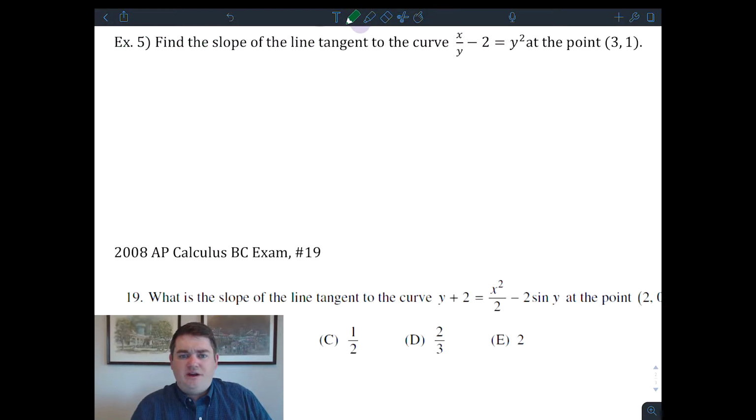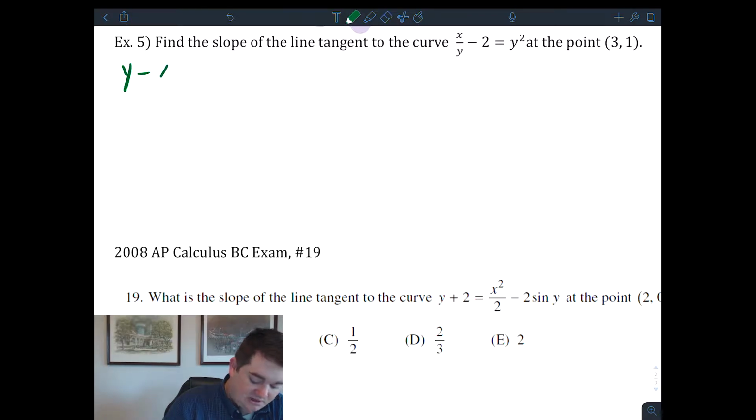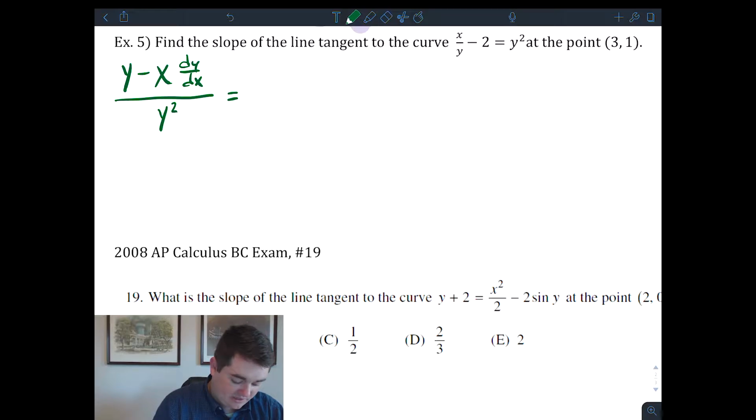Example 5, find the slope of the line tangent to the curve. Okay, so find the derivative of x over y minus 2 equals y squared at the point 3, 1. So they want me to take a derivative and then plug in 3, 1. And when I look at this, I immediately recognize I'm going to have to use the quotient rule to take the derivative of x over y. So here we go, starting off with the quotient rule. The derivative of x is 1 times y minus x times the derivative of y dy dx divided by y squared equals 2y dy dx.